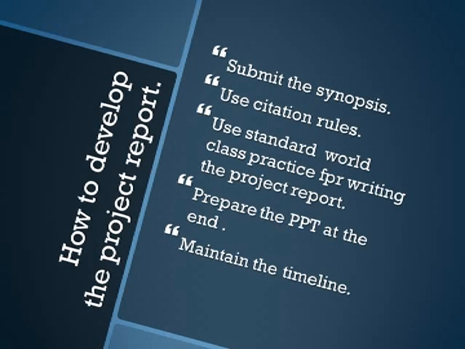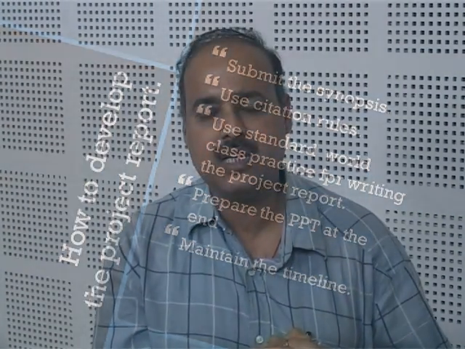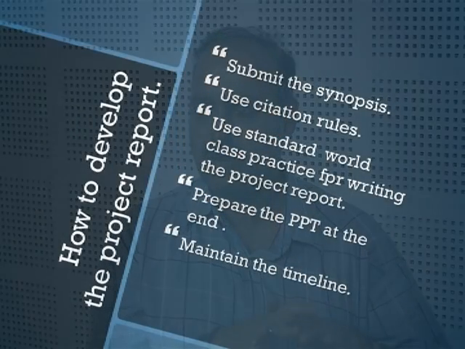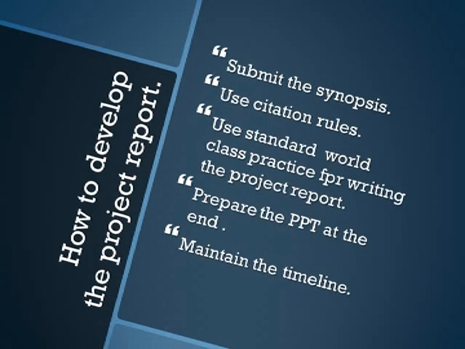After the synopsis you have to get approval from us, and after the approval you have to write the project report. In the project report, you write everything in detail using the standard, world-class practice of writing a report, and use the citation rules. One thing: most of the time we are missing the citation rules. You must use APA style of citations and must practice it. So this is all about how to write a project report. More or less I suggest you refer to some good websites that give guidelines on how to write a good research project.